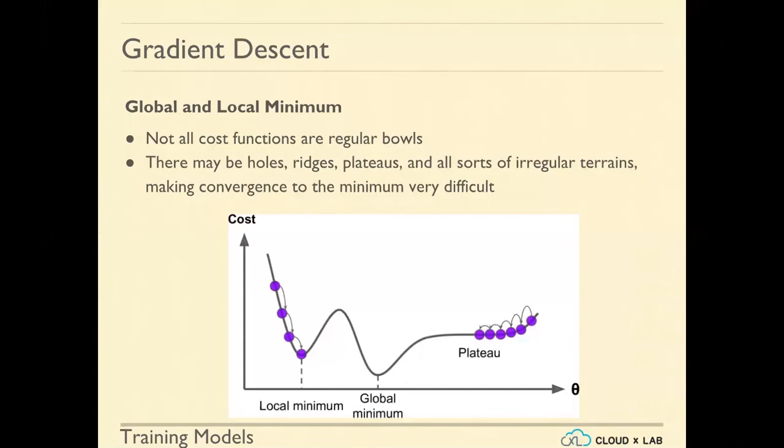Now sometimes the error function might have multiple minimas. Not every function is going to have that beautiful bowl, correct? There may be holes, ridges, plateaus, and all sorts of irregular terrains, making convergence to the minimum very difficult.